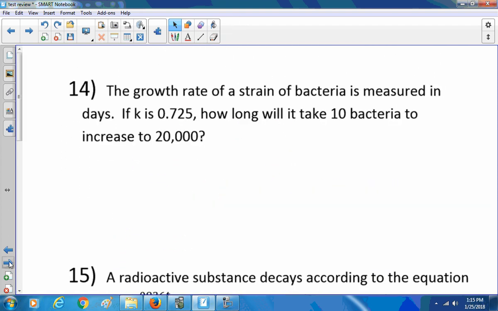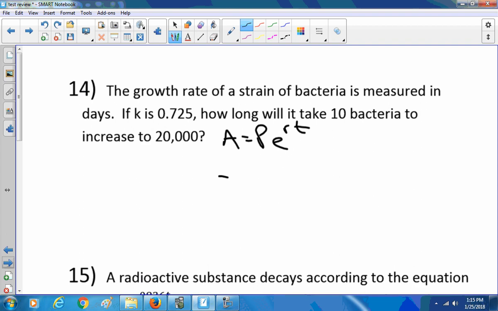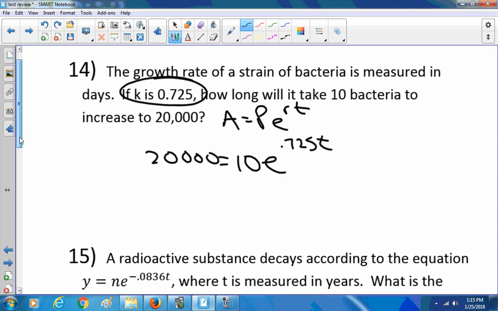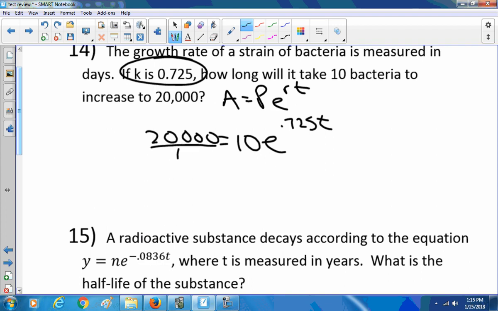14. The growth of a strain of bacteria is measured in days. Okay, so I'm still using a PERT. How long will it take 10 bacteria to grow to 20,000? e^(kt), k is my constant. I know a lot of you asked why it starts with k, and we talked about it. That's just my rate, and it already is a decimal, so I'm good. And we're going to solve this the exact same way we solved the last problem. Still a PERT. We're going to divide by 10.